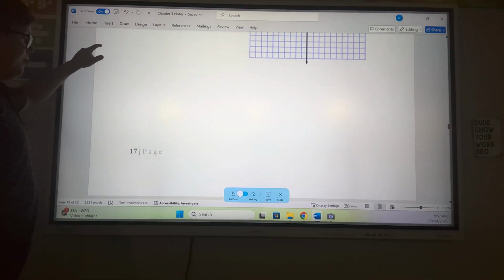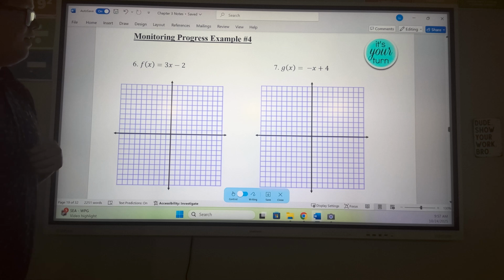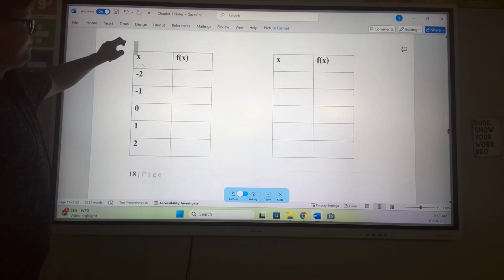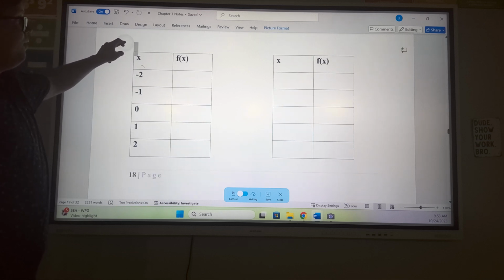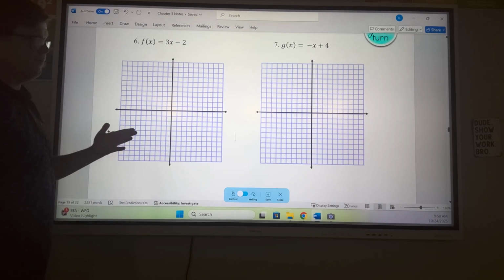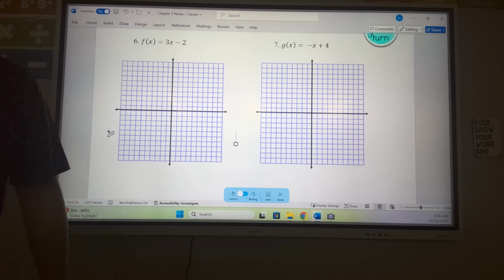Okay, our next one is going to be monitoring progress. If you're in my class and you have notes, at the bottom there's a bunch of tables. These tables are for the graphs. If you are not in my class, just make your own table up here. Go ahead and pause the video and try to graph it, and then I'll cover it and we can go over it.